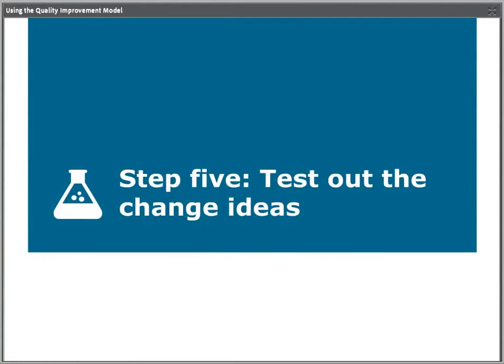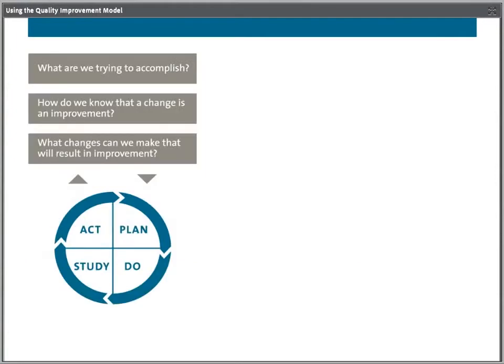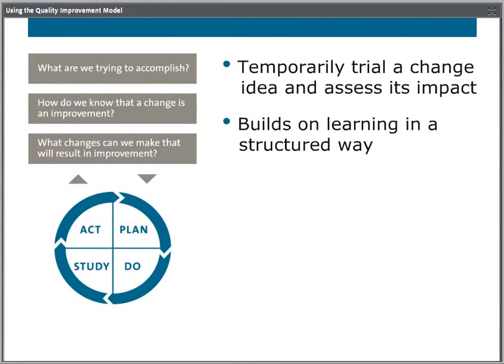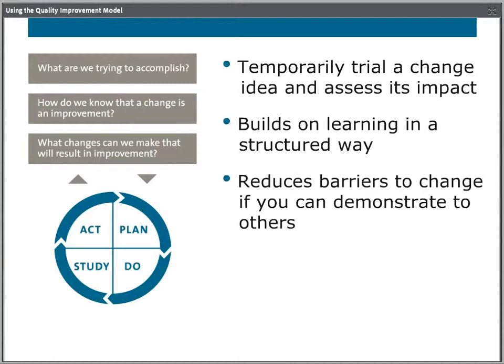Step 5. Now you have some ideas. We're at the point of testing out those change ideas. How do we do this? Well, if we refer back to the model again, we'll see it's the bottom part, the doing part of the model. So it's the plan, do, study, act, the PDSA cycles. And the reason that we use PDSAs, again, there's many, but it will help us temporarily trial a change idea and assess its impact. It builds on learning in a structured way, and it is really about the learning. And it can reduce those barriers to change if you can demonstrate it to others, if they can really see.